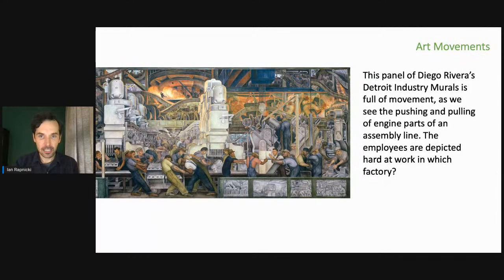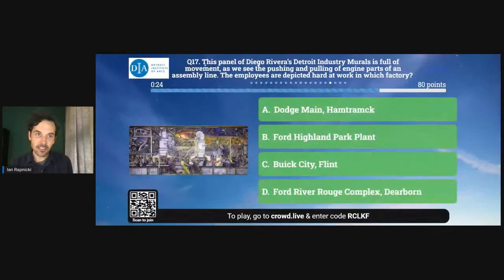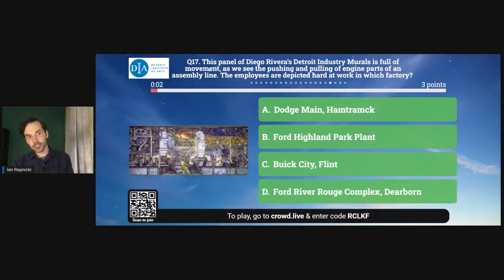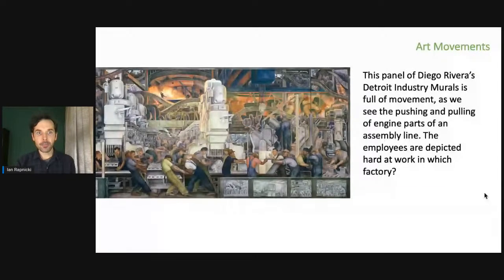Is he depicting Dodge Main in Hamtramck, the Ford Highland Park plant, Buick City in Flint, or the Ford River Rouge complex in Dearborn? Which factory did Diego Rivera depict in his famous Detroit Industry murals? And time is up. The answer is D, the Ford River Rouge complex.